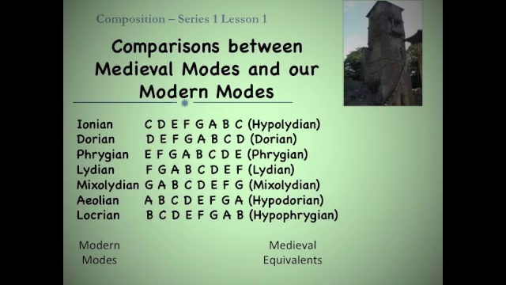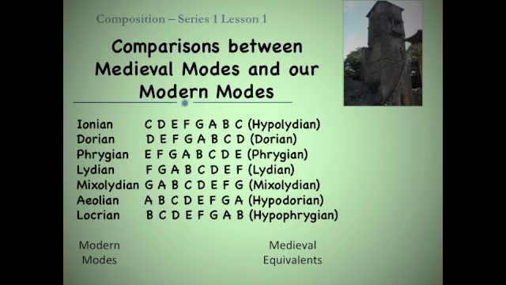The Ionian mode is C, D, E, F, G, A, B, C. It's like a C major scale. The Ionian mode is our major scale. But if you notice, these are the same notes that are in the Hypolydian. So today's Ionian mode was the medieval era's Hypolydian mode. Our Dorian and the medieval Dorian, same thing. Our Phrygian and medieval Phrygian, same thing. Lydian for us is the same as Lydian for them. Mixolydian for us is the same as Mixolydian for the medieval era.